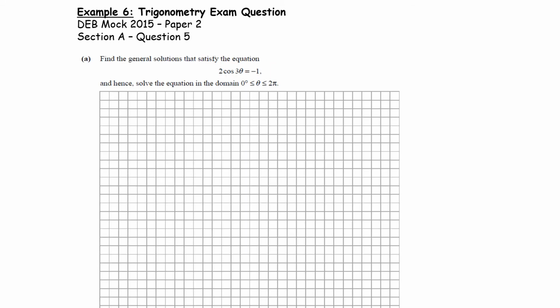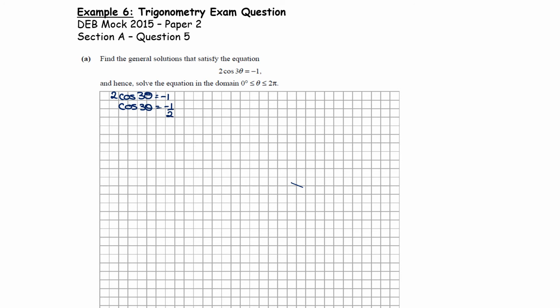So question 2, find the general solutions that satisfy the equation 2 cos of 3 theta is equal to minus 1, and hence solve the equation in the domain theta is between 0 and 2 pi. So there's a lot going on in this question, so let's start off with what we have. 2 cos of 3 theta is equal to minus 1. So the cos of 3 theta is equal to minus a half.